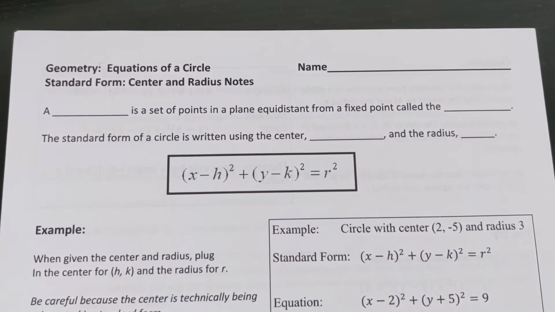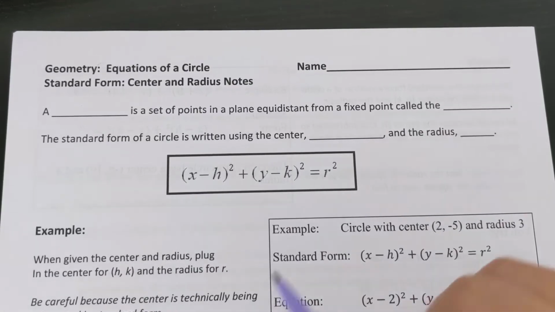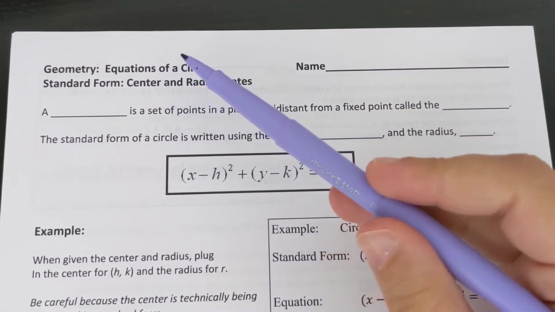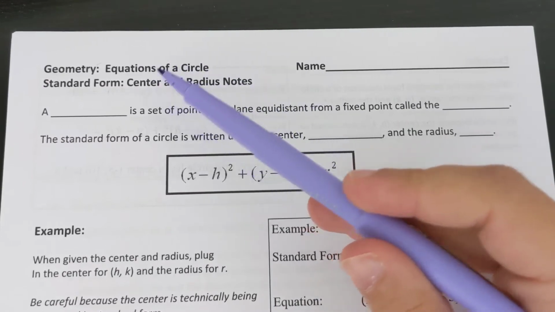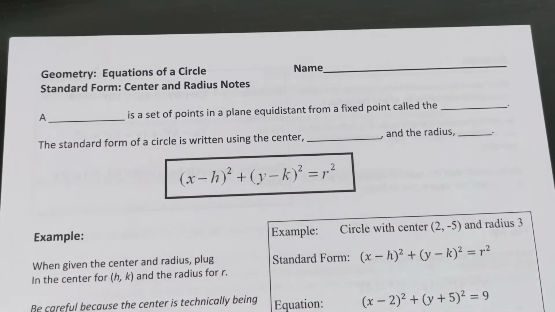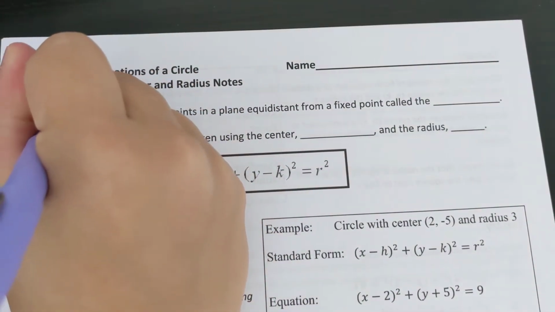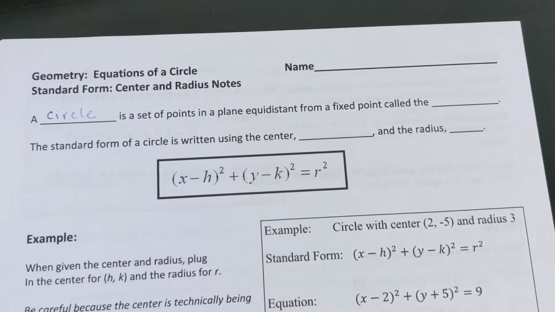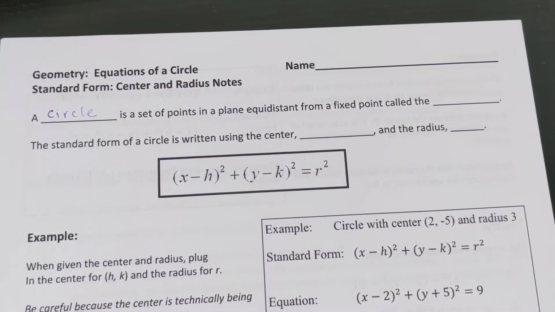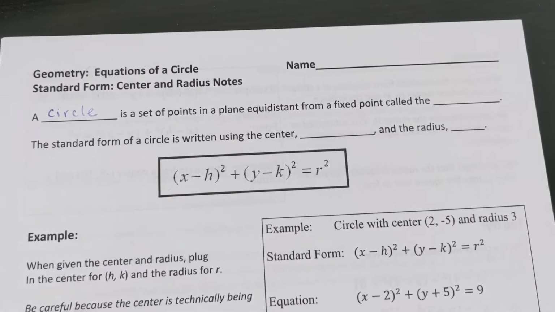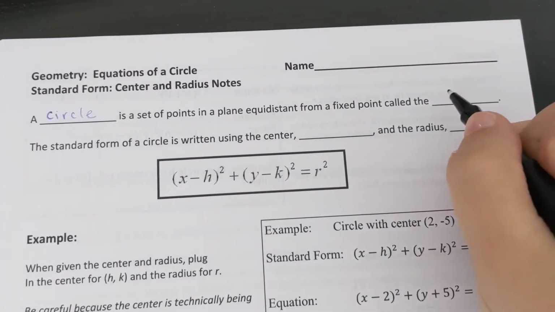In this video, we're going to cover two sets of notes. The first set of notes is about writing equations of a circle in standard form, center and radius. So, a circle is a set of points in a plane equidistant from a fixed point called the center.